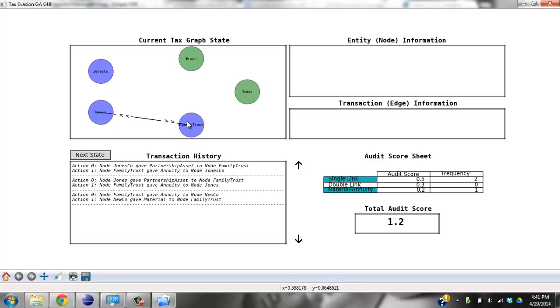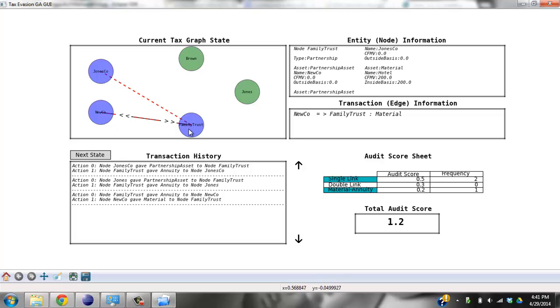And the reason is because here Family Trust is an owner of NewCo, a partner in the partnership NewCo, and also they are exchanging a material for an annuity, or to be specific, NewCo is giving Family Trust a hotel, and Family Trust is giving NewCo just an annuity. But we already flagged previously that an exchange that involves a material for an annuity is suspicious, and so that is also flagged audited behavior with a corresponding weight of 0.2, and because it's also a single link transaction, it adds 0.7 to the overall audit score, bringing it to 1.2.